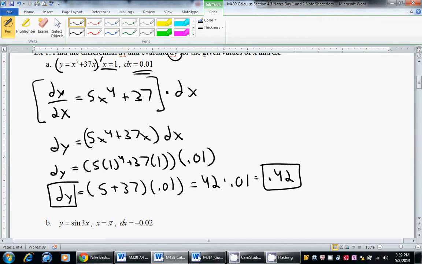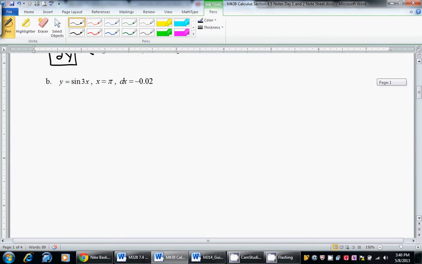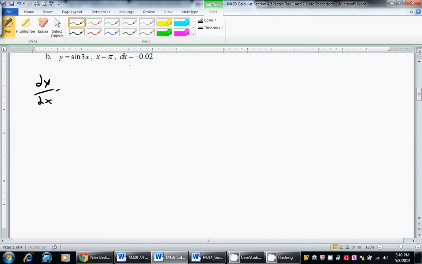All right, let's do one more similar example. Okay, y equals the sine of 3x. Now I want to evaluate dy at x equals pi, and the change in x is negative 0.02. So the first thing I'm going to do is take the derivative of both sides. So I'm going to get dy dx equals, now the derivative of sine is cosine, so this is cosine of 3x. And now I have to multiply by the derivative of 3x, which we know is just 3. So this becomes 3 cosine of 3x.